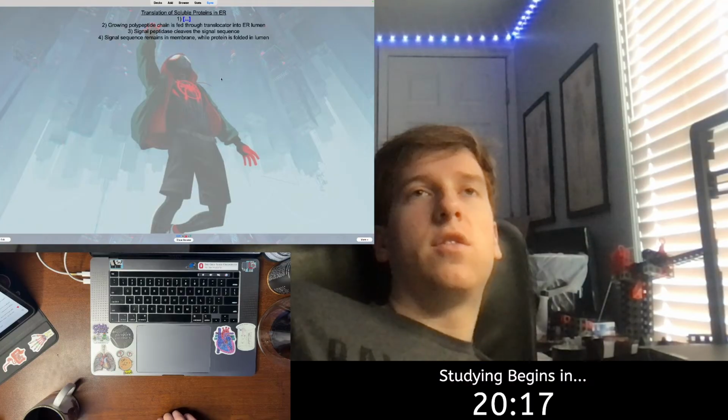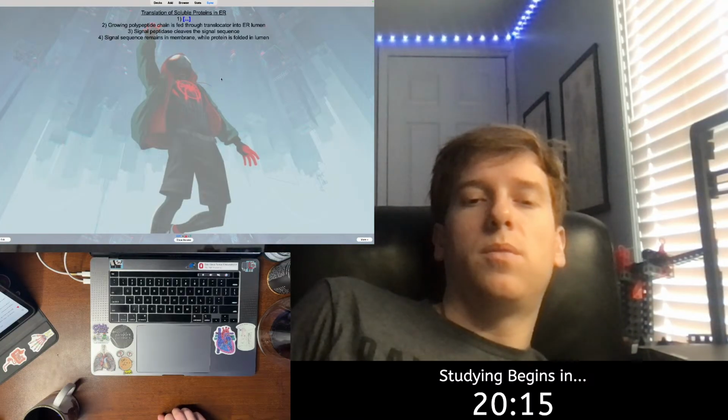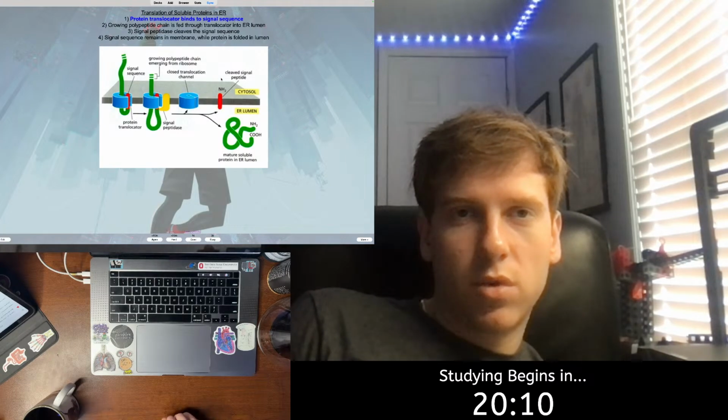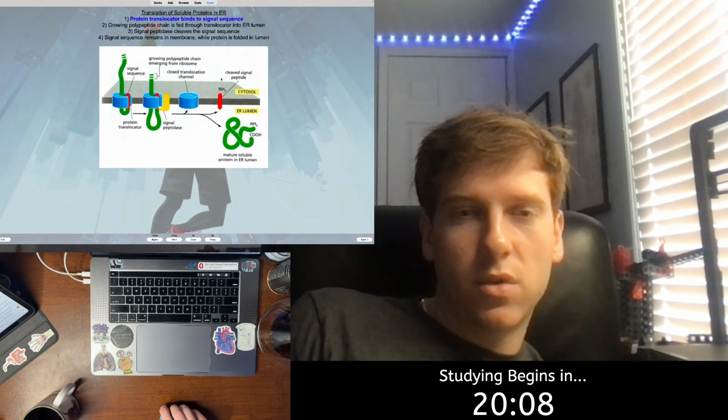So, I think the signal recognition particle binds to this ER N-terminal signal sequence. Protein translocator binds to the signal sequence.